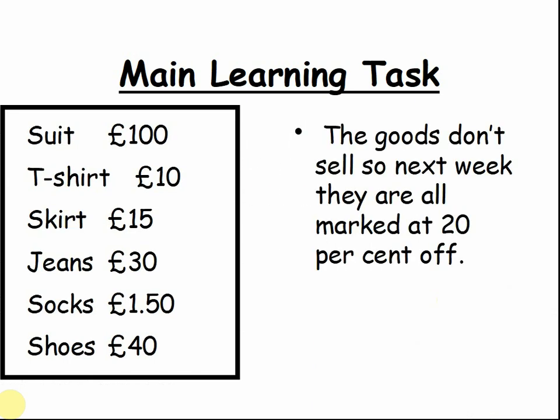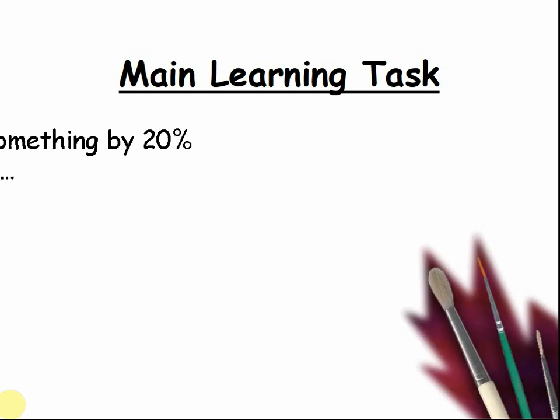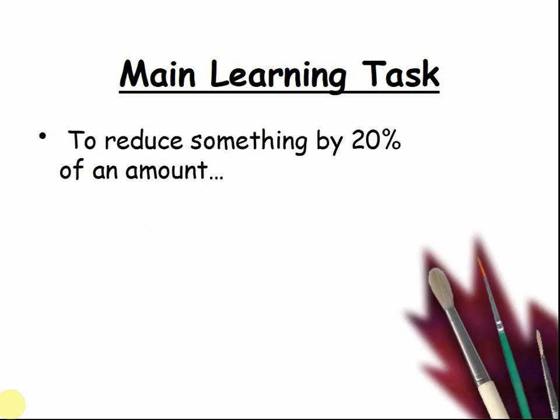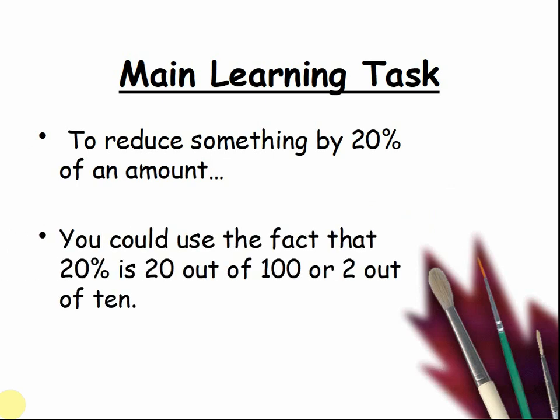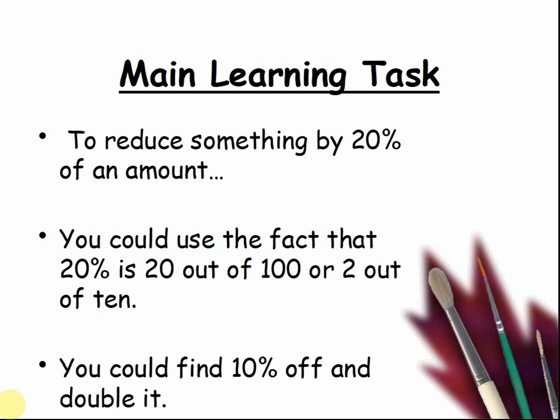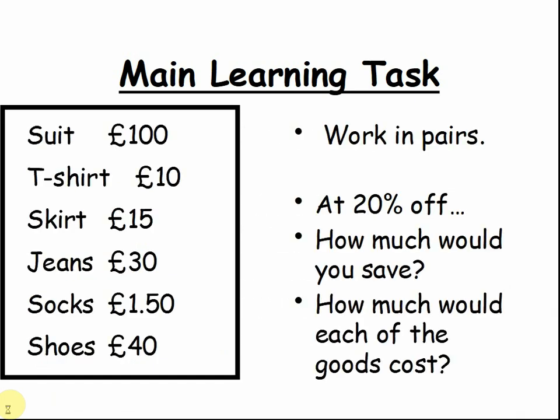The goods don't sell so next week they're all marked at 20% off. To reduce something by 20%, you could use the fact that 20% is 20 out of 100 or 2 out of 10. You could find 10% off and double it. Work in pairs. At 20% off, how much would you save? How much would each of the goods cost? Pause the video and solve the questions.